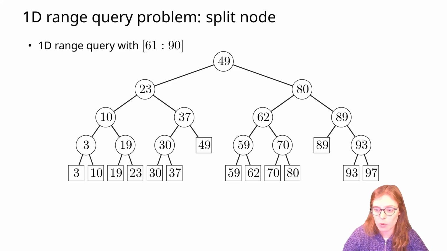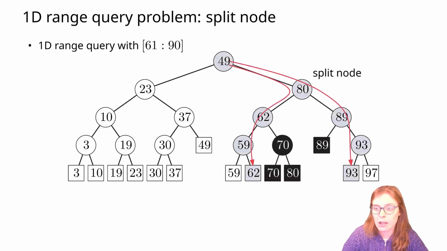Let's consider another example. We have the same search tree here, but now let's perform a query with another range, with the range between 61 and 90. We search for the value 61, we search for the value 90, and for a while these two search paths may follow the same route. At some point, though, they will split. In this example, they split in the node with value 80. One of the searches, the search for 61, turns left, goes into the left child, and the other one goes into the right child. So this node where the two search paths split is called the split node.